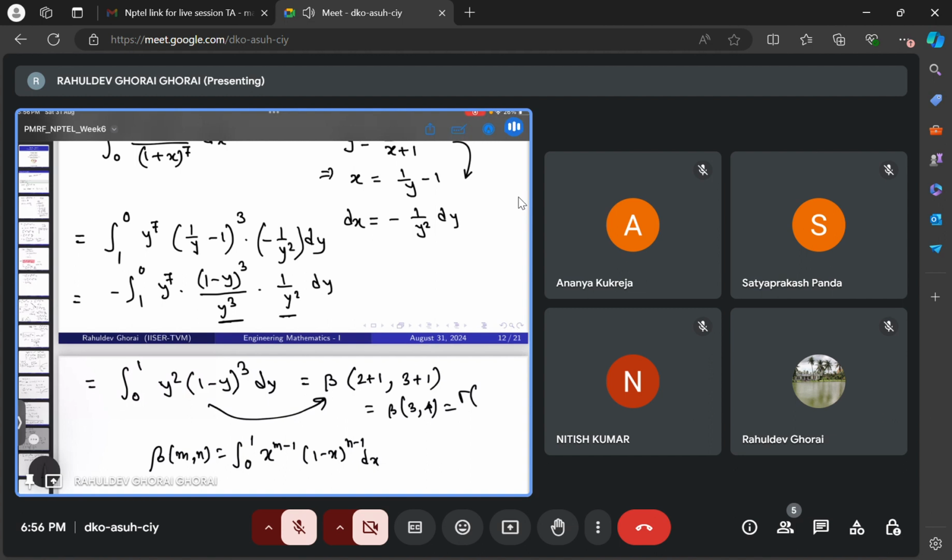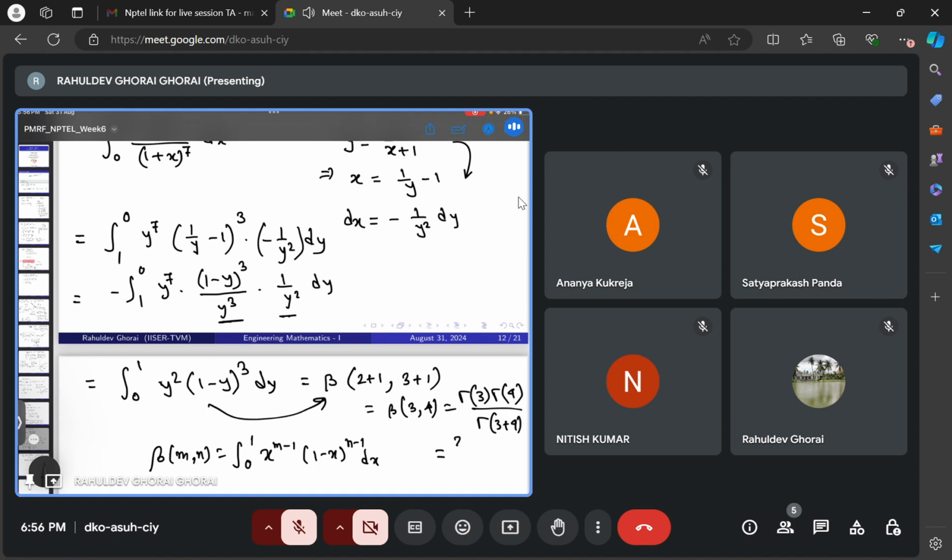So what is beta m, n? Beta m, n is gamma m times gamma n over gamma of m plus n, here 3 plus 4. That implies, what is gamma 3? Gamma n is n minus 1 factorial.